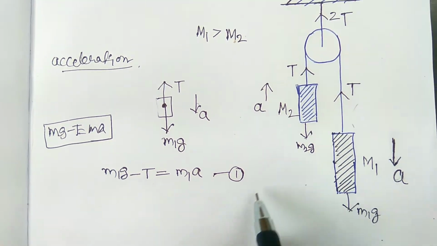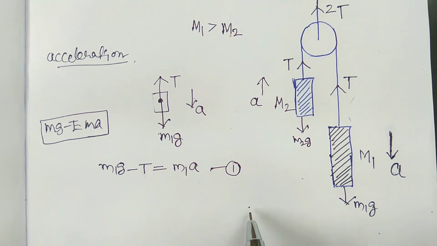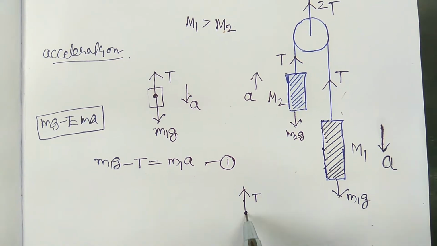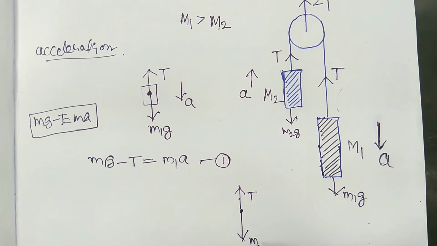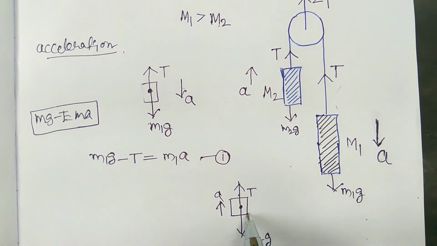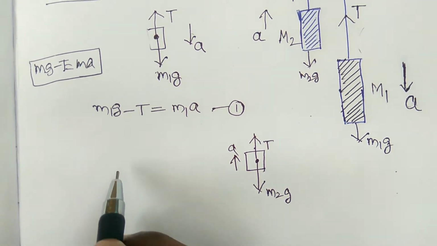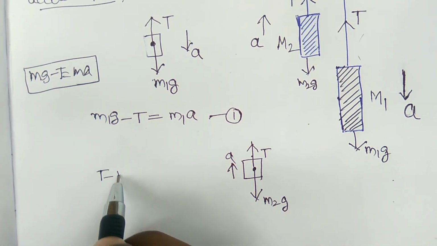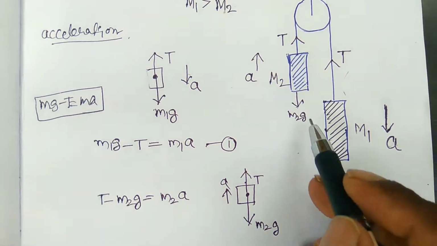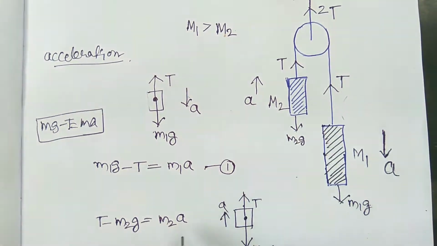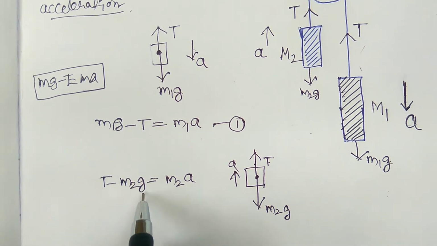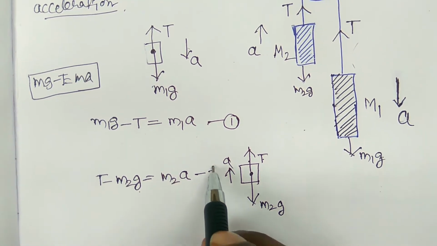Coming to the second body, we draw its free body diagram. Here this is the tension T, and this is the weight of the body m2g, and the acceleration is a. From this we can write the equation T minus m2g is equal to m2a. Here the block moves in the upward direction, so the upward force T is greater than m2g. That's why we write T minus m2g is equal to m2a. So this is equation 2.